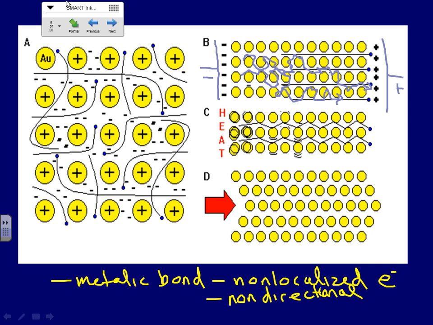This represents the conductivity of metals. Metals are conductive because their non-localized electrons are able to move freely in one direction from one end of the crystal to the other. So, ionic compounds will conduct in liquid form because their ions can freely move. Metals conduct in solid form because their delocalized electrons can freely move.